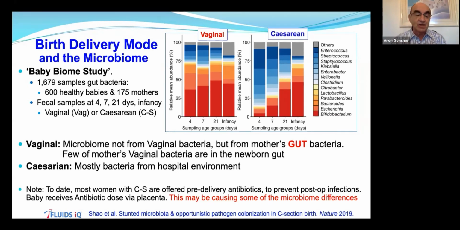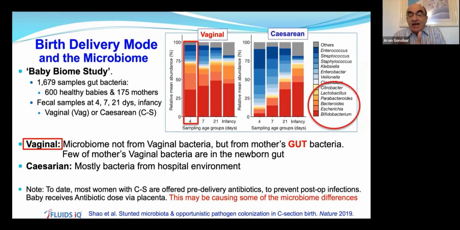And what did they notice? Well, they looked at vaginal first. And what did they notice? That the microbiome is not from the vaginal bacteria, which was, by the way, thought to be the case, but in fact is from the mother's gut bacteria. That's what predominates in the first number of weeks and even into infancy.